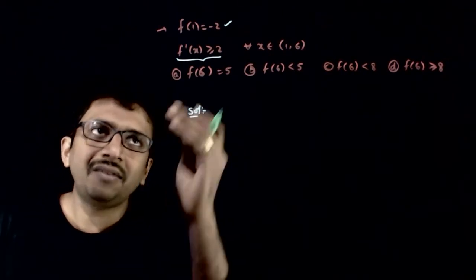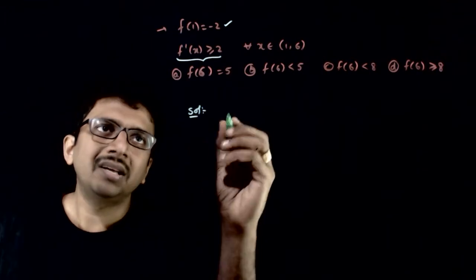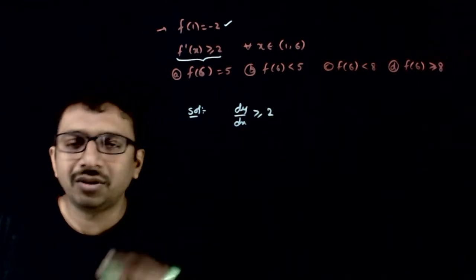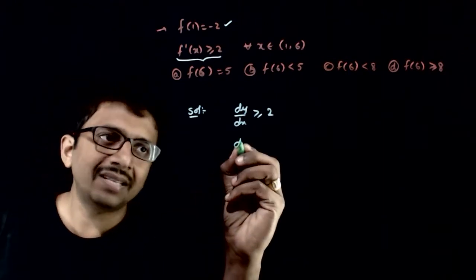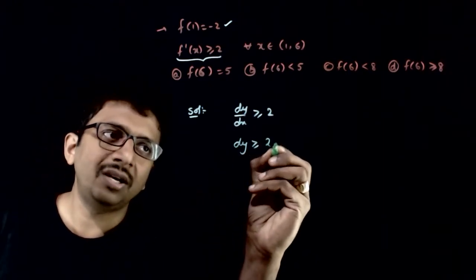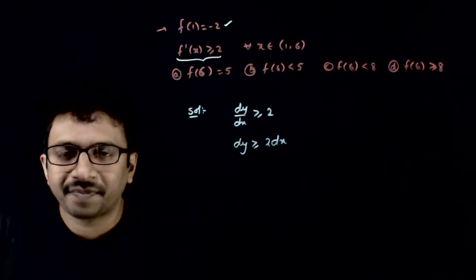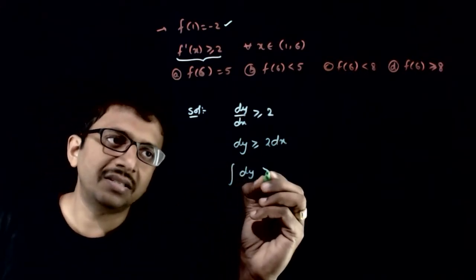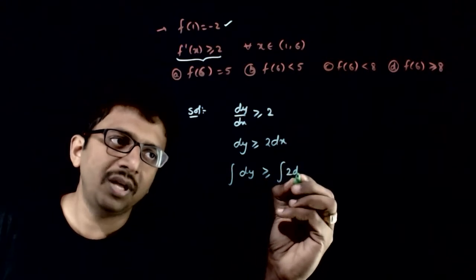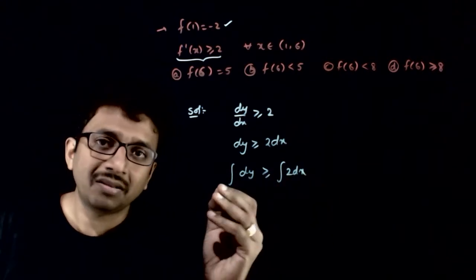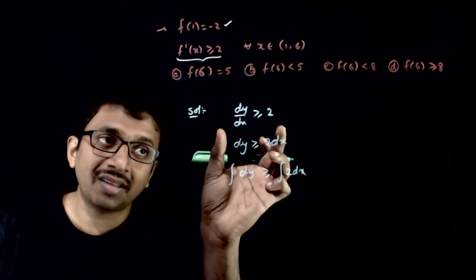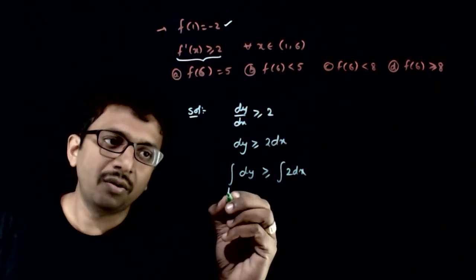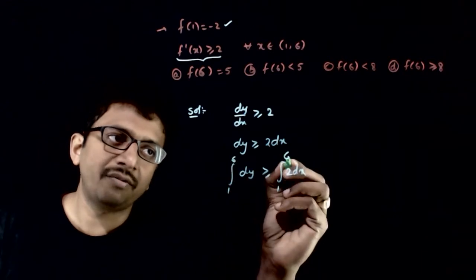As you can see, if you want to derive this mathematically, it's given that dy by dx is always greater than or equal to 2. This implies the change in y is always greater than or equal to 2 times the change in x. And if you integrate, dy is greater than or equal to the integration of 2 dx in the interval 1 to 6. So I go from 1 to 6 on both sides.